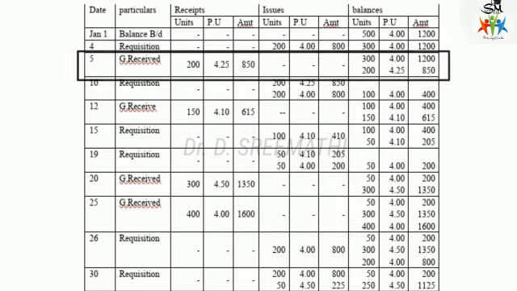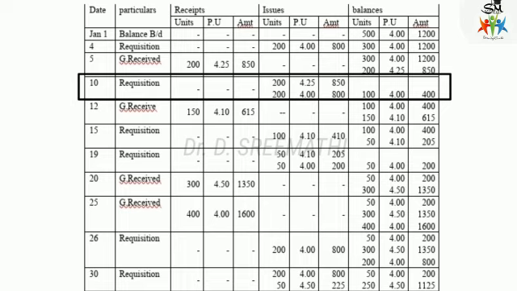And on January 5, goods received 200 units, 4 rupees 25 paise per unit. So 850 is the amount. Then in the balance column, 300 as such, 300, 1200 and 4 rupees. Then 200, 850 and 4 rupees 25 paise.